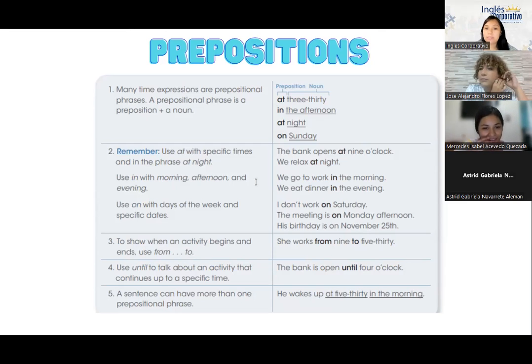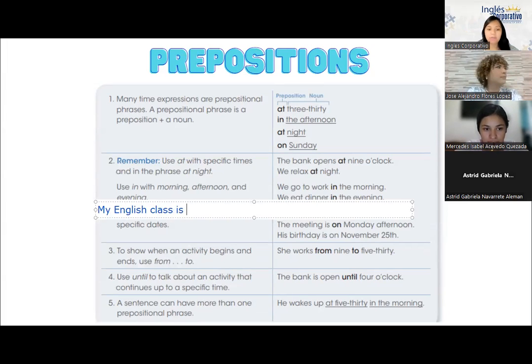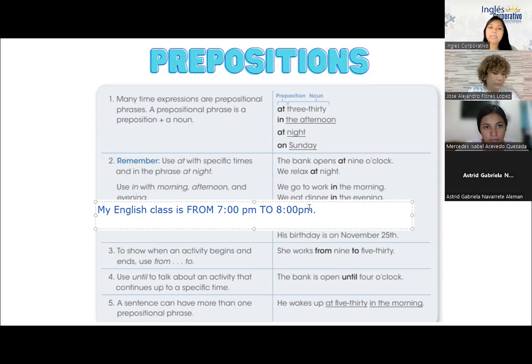Veamos, cuando decimos con el is, vale, le vamos a poner dos ejemplos, ok. For example, my English class is from 7 p.m. TO, y lo voy a poner en mayúsculas para que veamos. So from 7 p.m. to 8 p.m. Y aquí utilizo verbo to be porque la idea es, mi clase de inglés es desde las 7 p.m. hasta las 8 p.m.